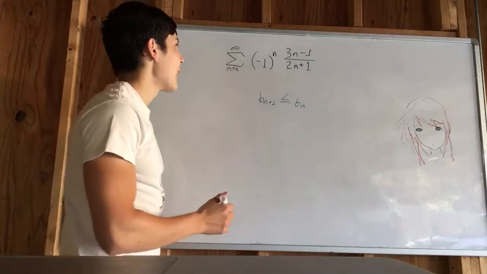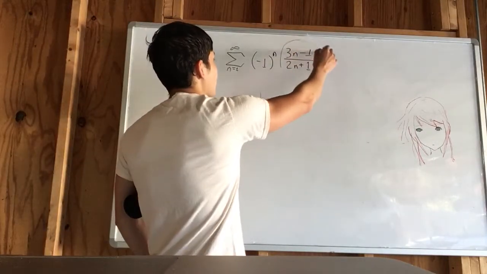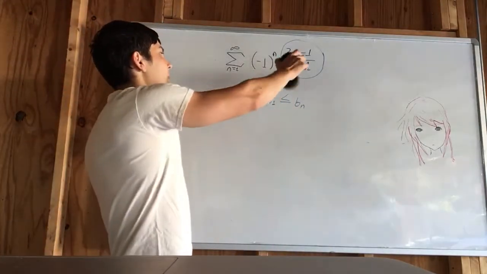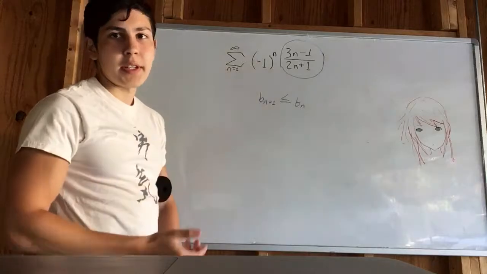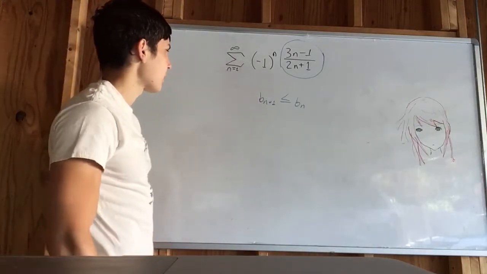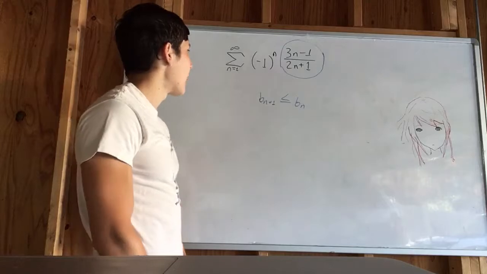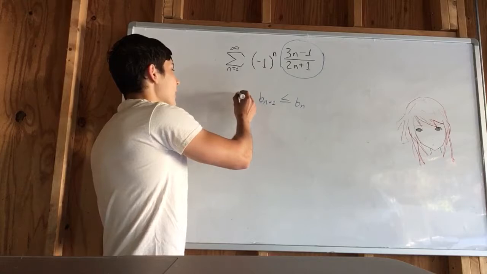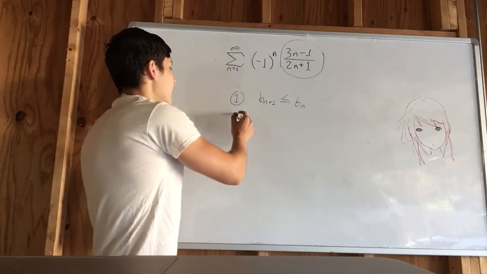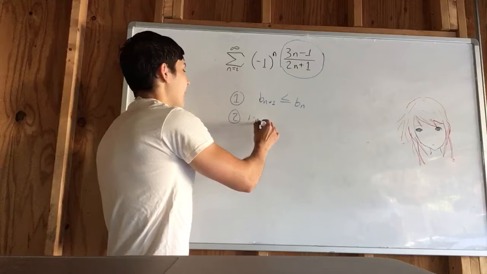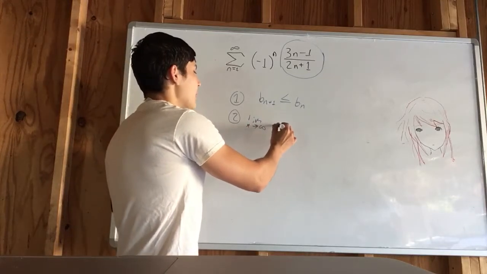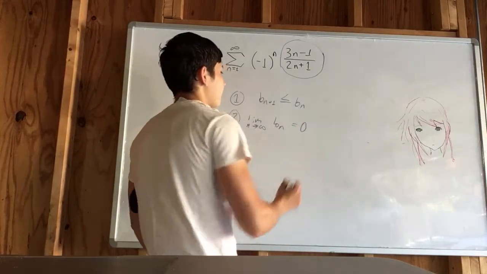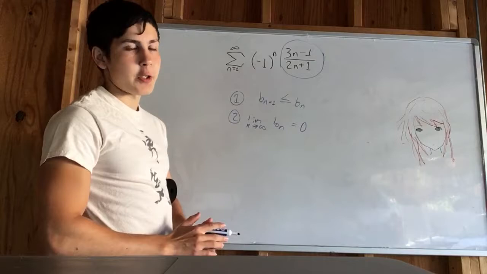What is b sub n? B sub n is just the part which is not alternating. This part makes it alternate, and then the part that is everything else is b sub n. So in order for it to converge, it needs this to happen, and it needs that when we take the limit as n approaches infinity of b sub n, this equals 0. And then we can say that it converges.